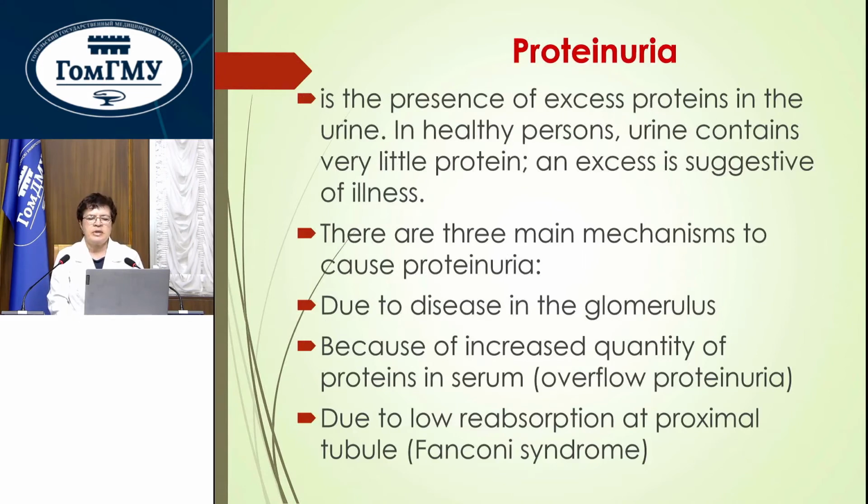Proteinuria is the presence of excess proteins in the urine. In healthy persons, urine contains very little protein, as an excess is suggestive of illness. There are three main mechanisms that cause proteinuria: disease of the glomerulus, an increased quantity of proteins in serum (overflow proteinuria), and low reabsorption in the proximal tubule.